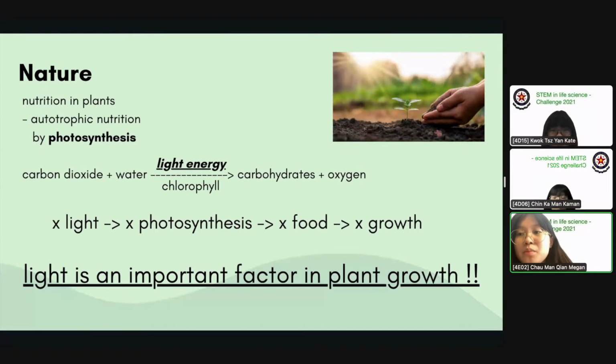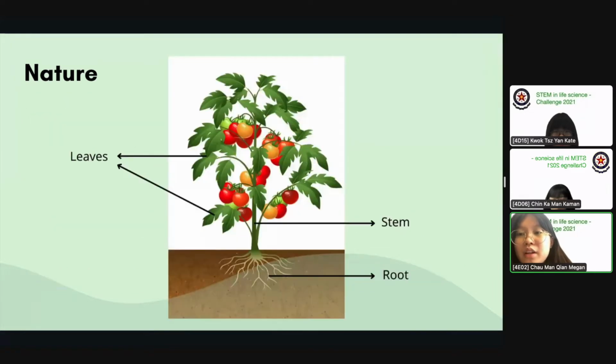Plants produce their food by photosynthesis. This process requires light energy. If light is absent, plants cannot produce their own food. Therefore, light is an important factor in plant growth. Here are the structures of a plant. Plants have leaves, a stem, and a root system.